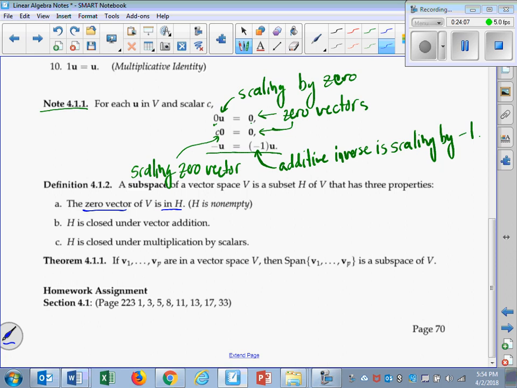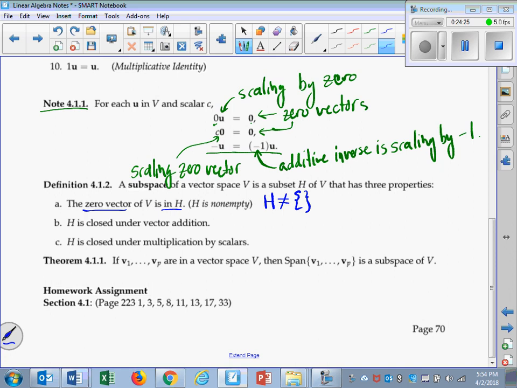And sometimes we say that H is non-empty, so we have to show that there's something in H before we can say that it's a subspace. So sometimes we just write H is not the empty set, so we just give empty curly braces there.